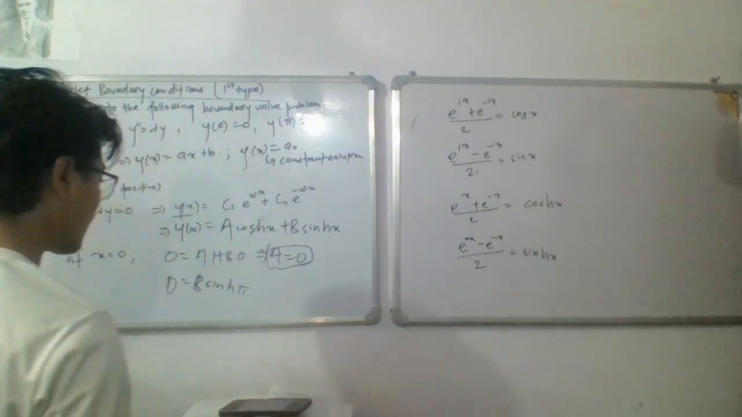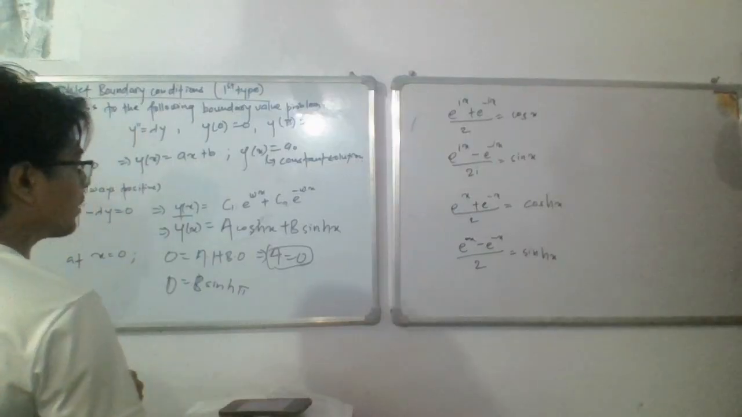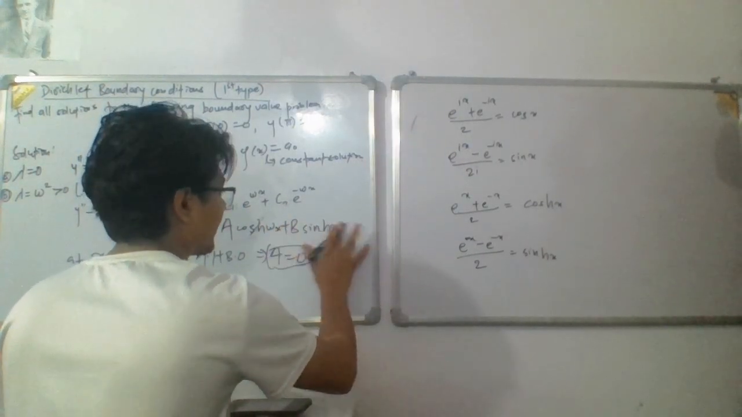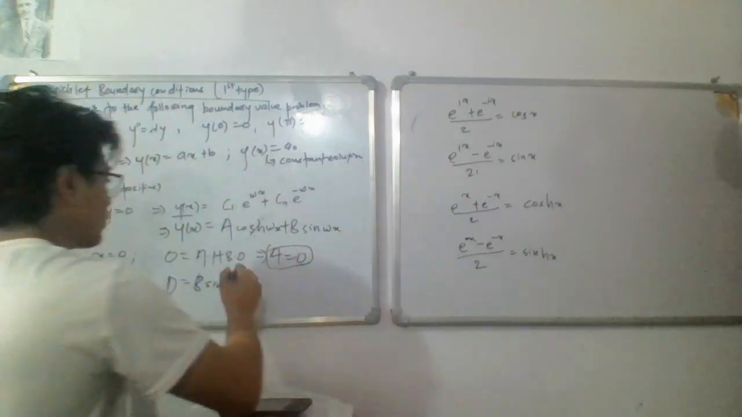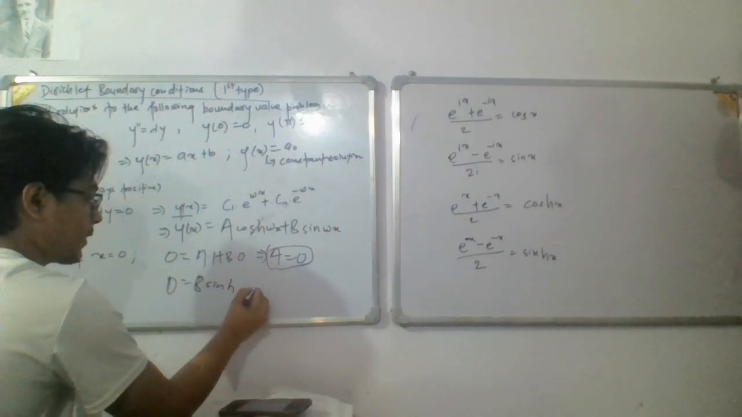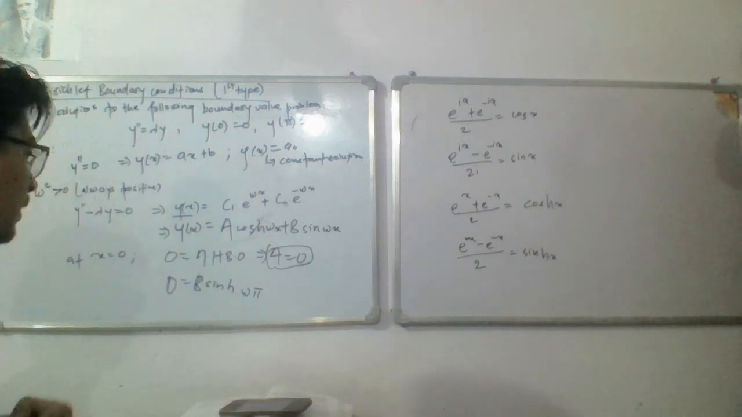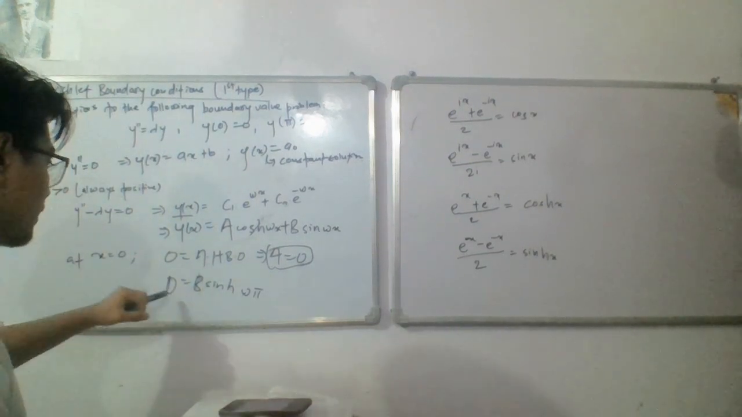Oh, sorry for that. We need to write omega x because we have omega x here. So we can say sine of omega pi, right? Now, at what condition is this whole term equal to 0?